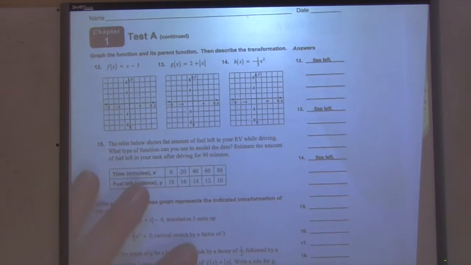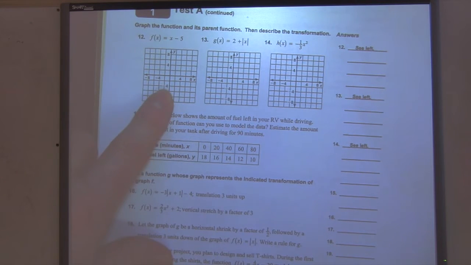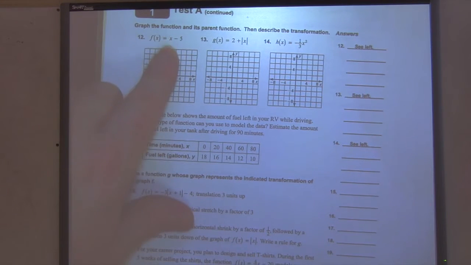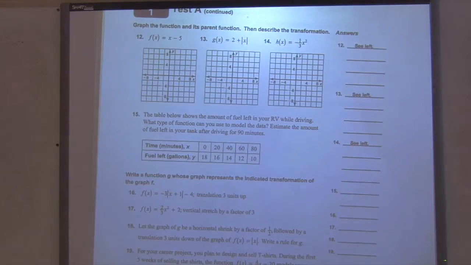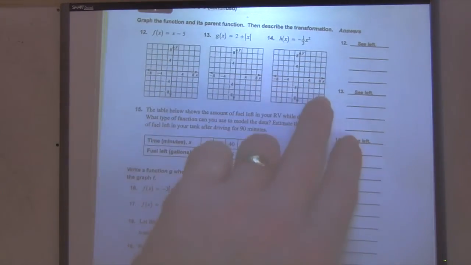So on the back, 12 through 15, it asks you to graph the function and its parent function and then describe the transformation. So when you go to graph these, again, the key is you have to understand the parent functions, which we went through earlier. This is linear, so the parent function would be f of x equals x. This is absolute value, so f of x equals the absolute value of x. And quadratic, so f of x equals x squared. So you have to graph the parent functions and then these new functions.